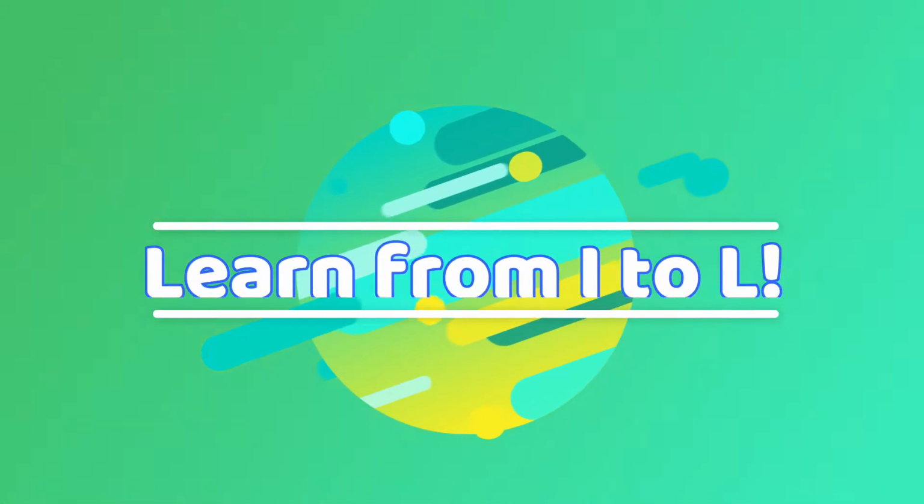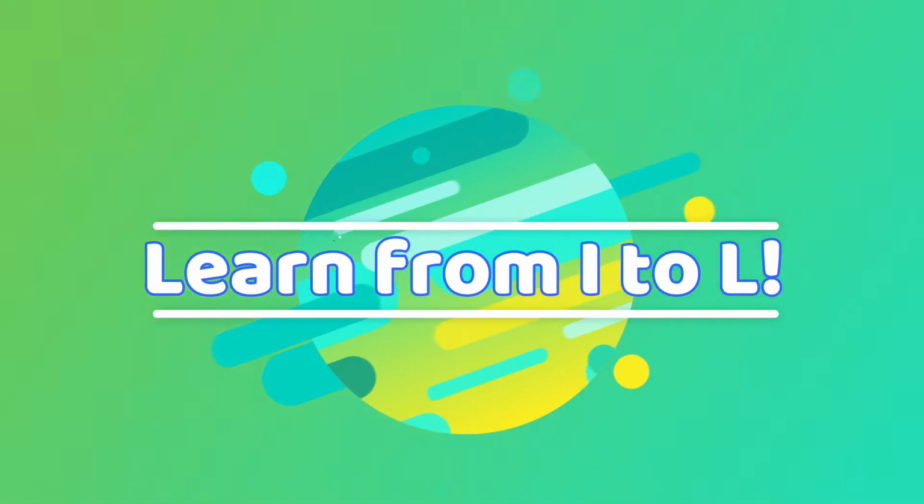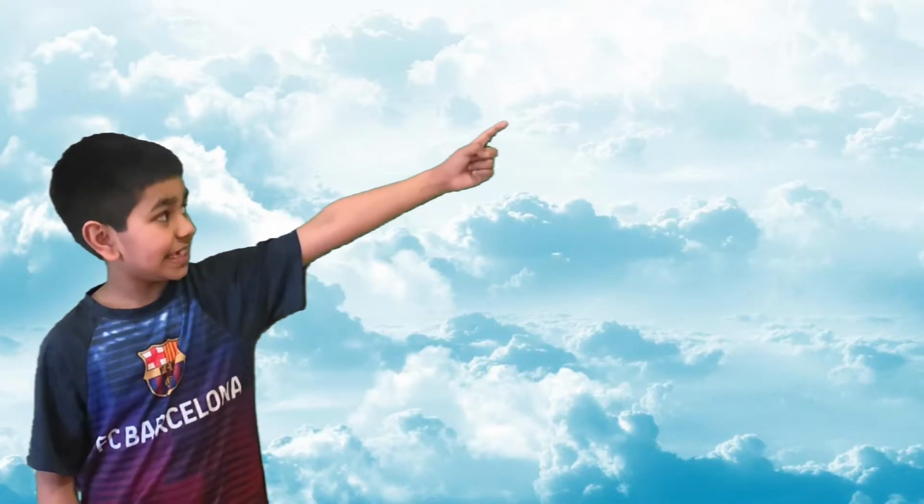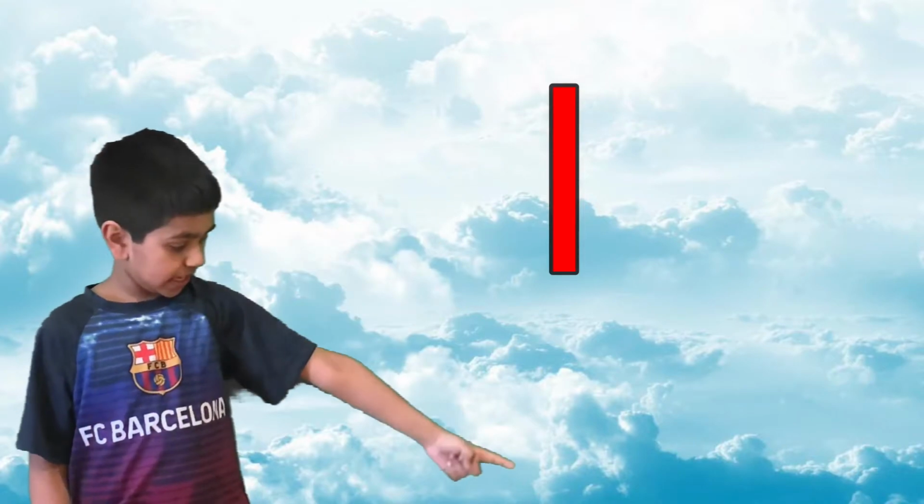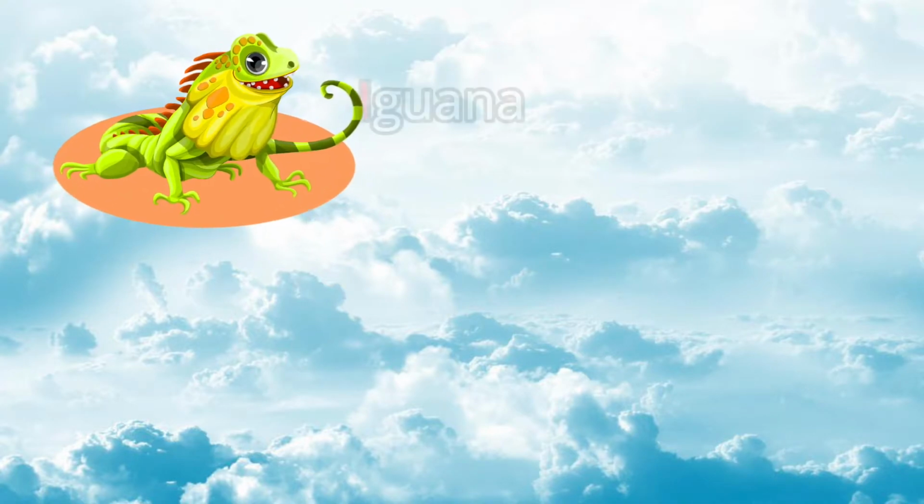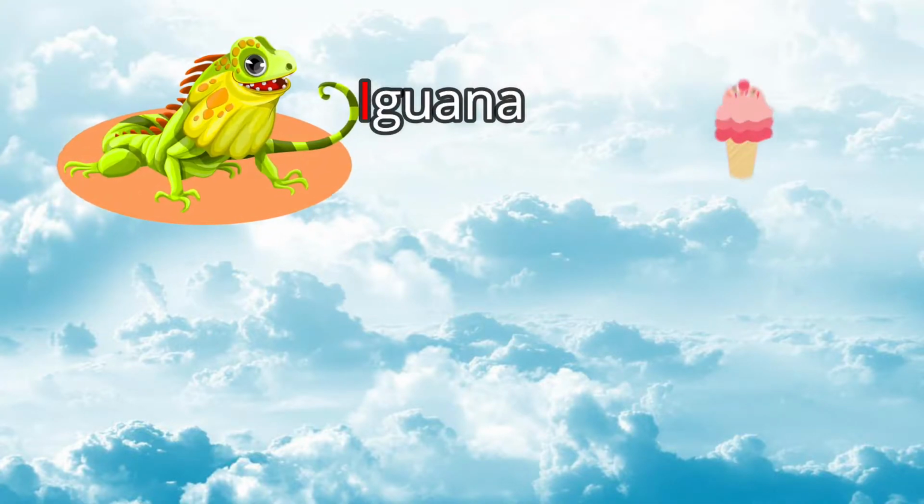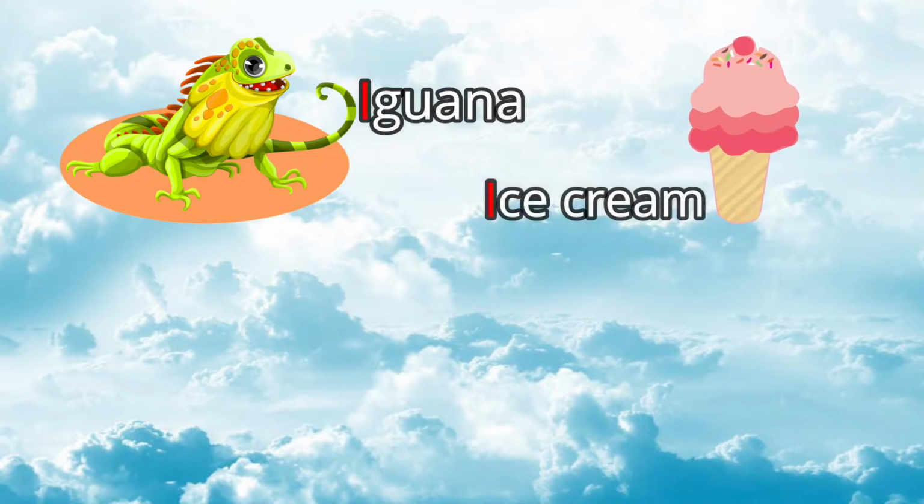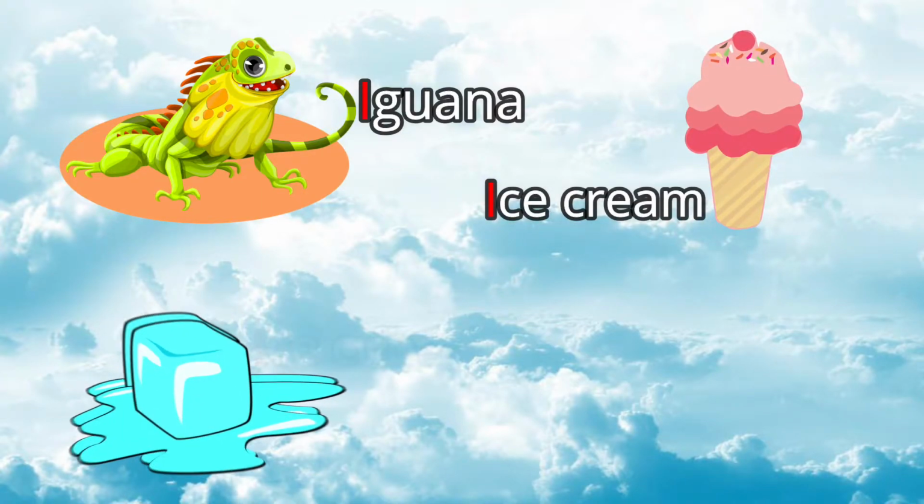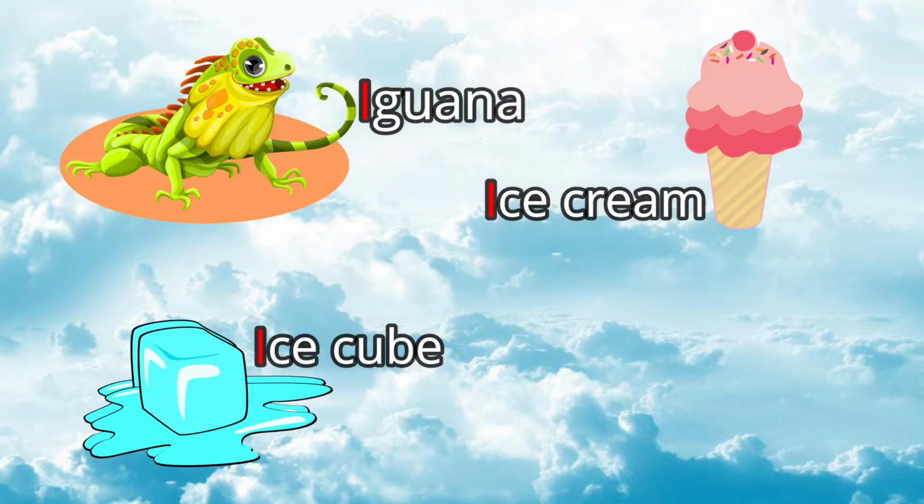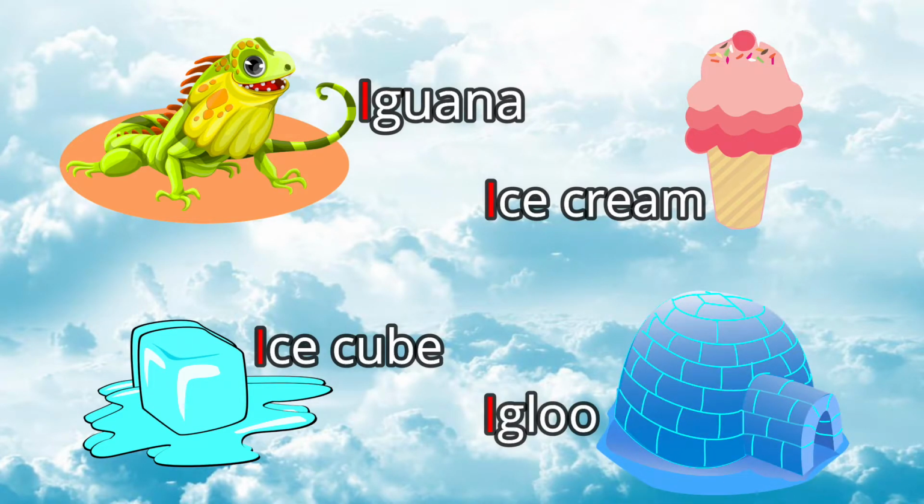Let's learn from I to L today. This is how you write an uppercase I, and this is how you write a lowercase i. I is for iguana, ice cream, ice cube, and igloo.